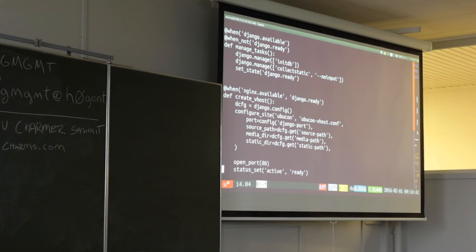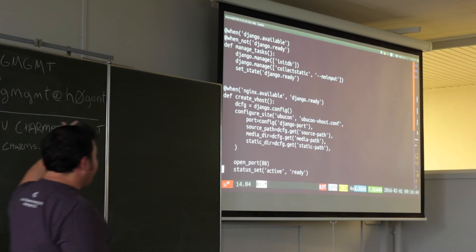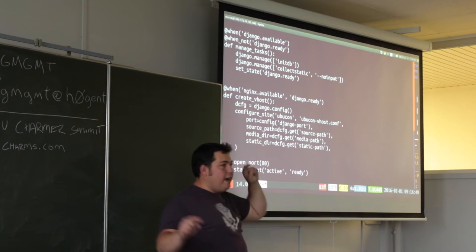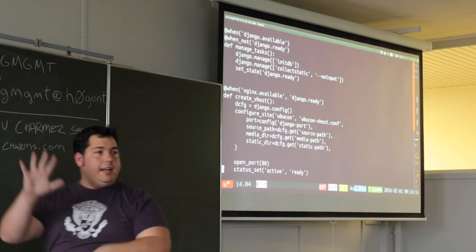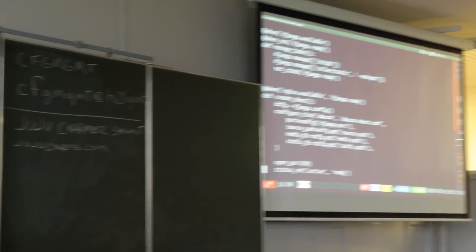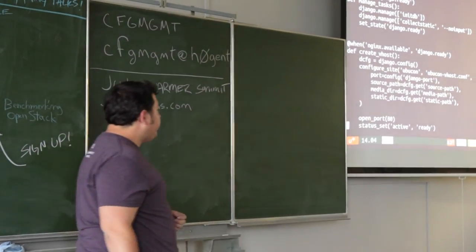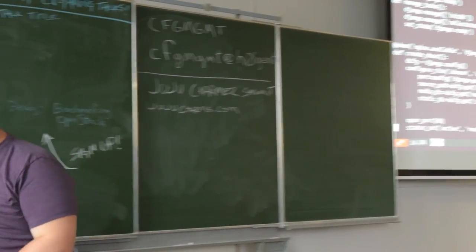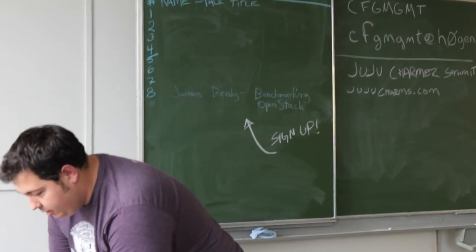So when Nginx is available, and when Django is ready, I'll need to create a virtual host for Nginx so it knows how to find my Gunicorn process running. This is just a bunch of template rendering, and that's the bottom of the file. That's all I had to do to get Ubucon built on top of Django. Now there are much more complex Django examples, but essentially I'm setting and responding to states. Real quickly, I want to show you what the Django layer looks like.